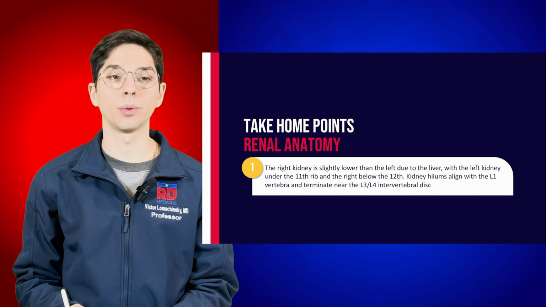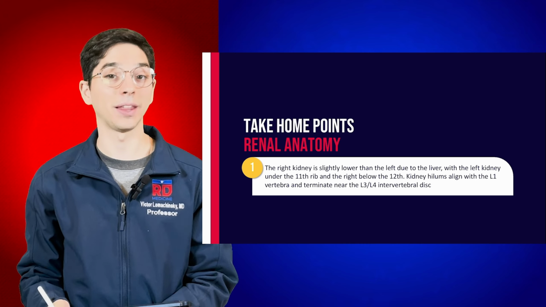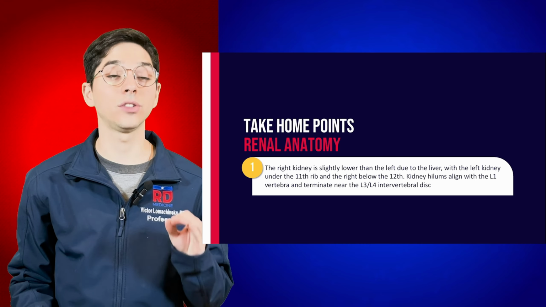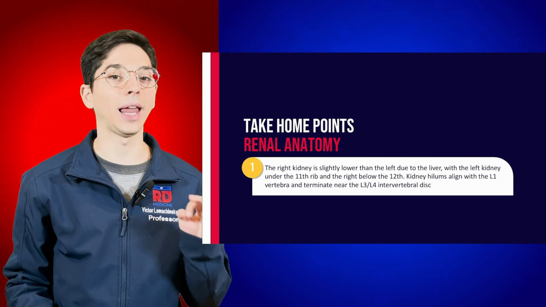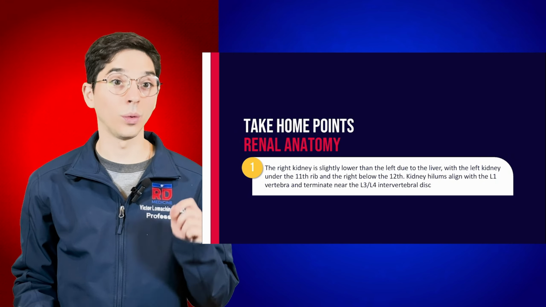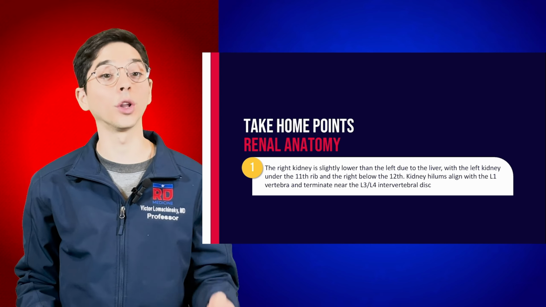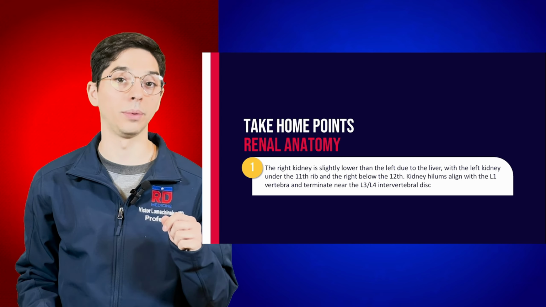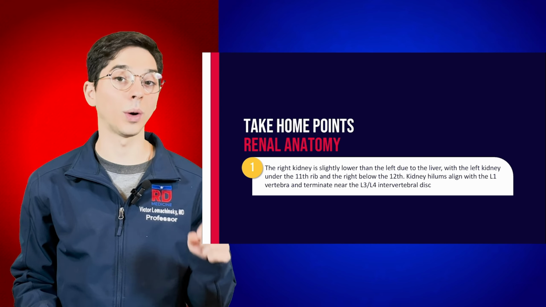Part 2. And now for the renal anatomy take-home points. First, let's remember kidney position and landmarks. The right kidney is slightly lower than the left, and that is because of the liver, which is much, much larger, with the left kidney being therefore located under the 11th rib, and the right just below the 12th.